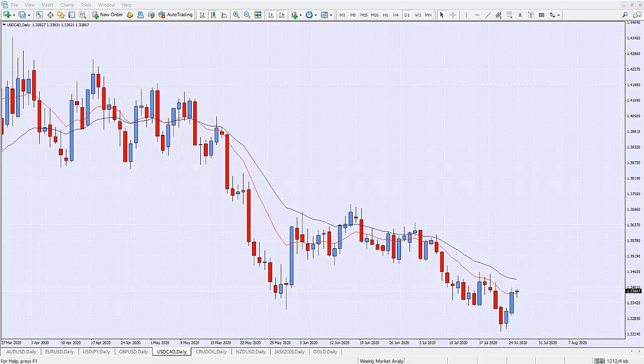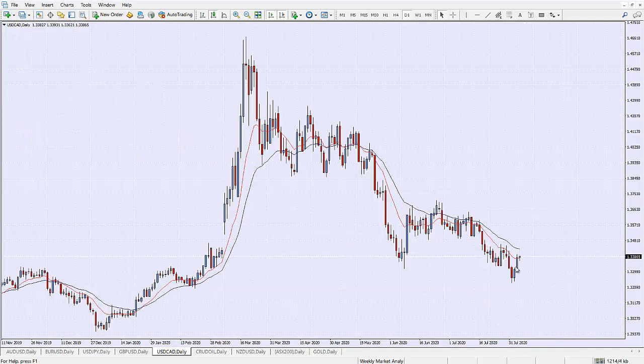Okay, so there you have it. USCAD, we are looking for not the opposite to a dip. We're looking for a pullback, and then we're looking for confirmation of reversal to continue the trend going down.